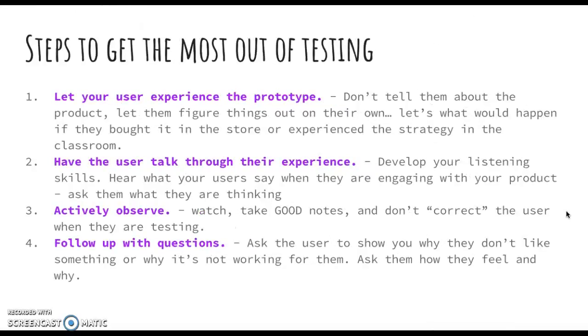There are 4 important steps to get the most out of testing. Step number 1, let your user experience the prototype. You don't want to be in control of the user during testing. Number 2, have the user talk through their experience. You can gain knowledge from listening to them. Number 3, actively observe. Watch, take good notes, and try not to correct the user when they are testing. Let them figure things out on their own.